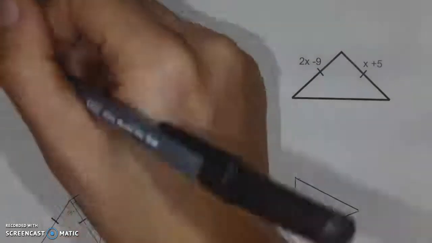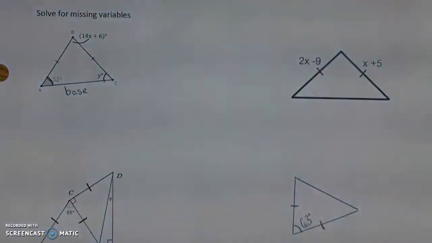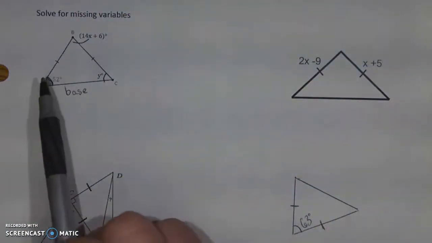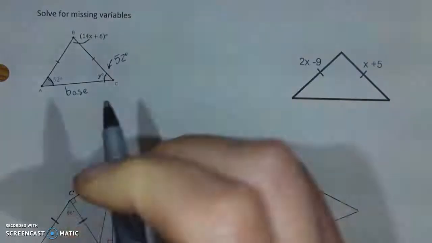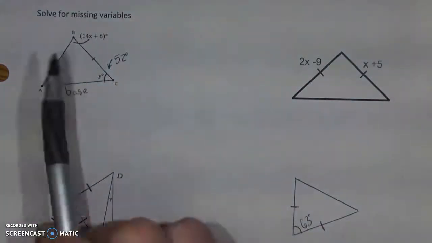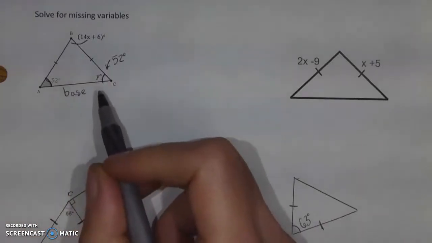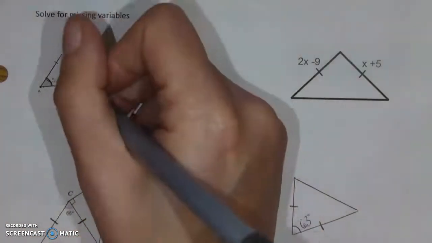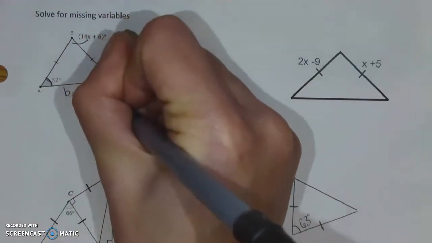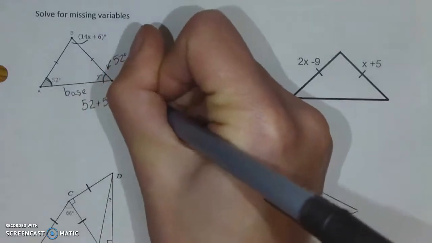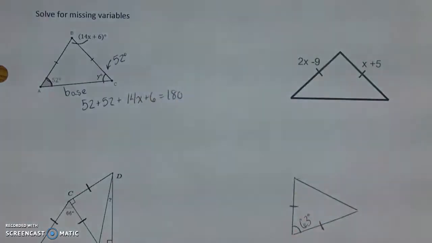And then using the base, I can mark in the two angles on the base as congruent because this is an isosceles triangle. So that means y would have to equal 52 degrees. However, I'm still missing an x. But if I remember my formulas for triangles, I know that all of the angles added together have to equal 180. That means that if I take my two base angles of 52 degrees and add them to my vertex angle of 14x plus 6, I have to get 180 degrees.